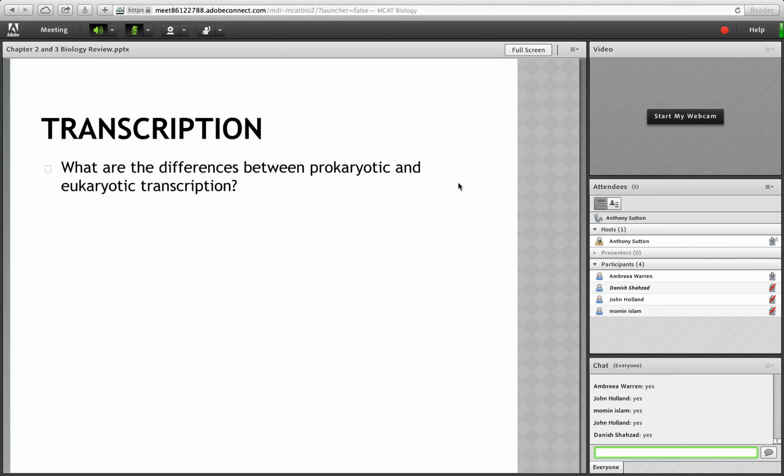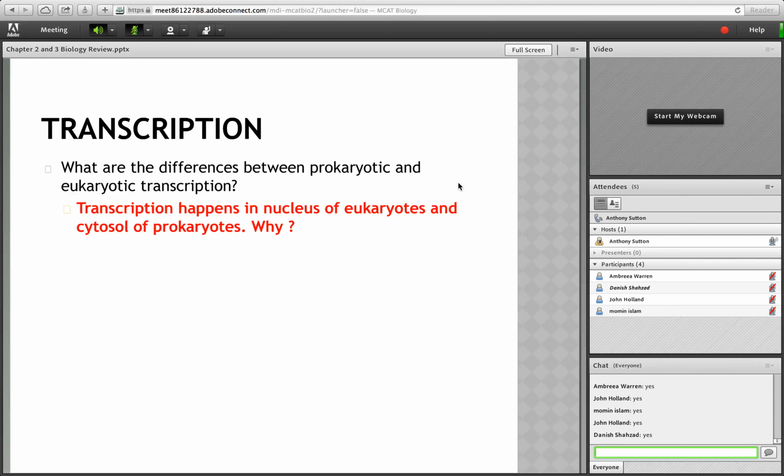John? Their location. Eukaryotic is in the nucleus, I think. Okay. Prokaryotic is in the cytoplasm. So let's look at some of the differences. One of the differences is that transcription happens in the nucleus of the eukaryotes and the cytosol of the prokaryotes. The reason is that prokaryotes do not have a membrane-bound organelle, and since a nucleus is a membrane-bound organelle, prokaryotes don't have that.